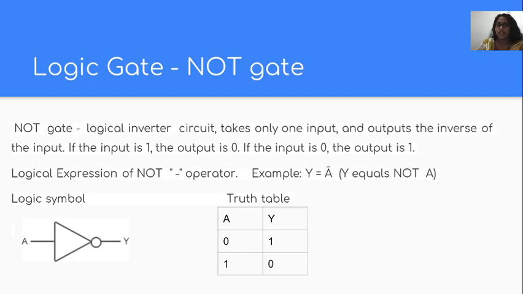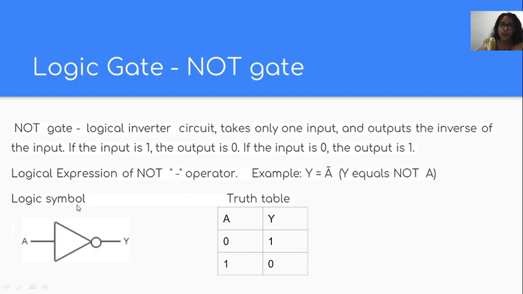Coming to the NOT gate, what is its operation? You all know that the NOT gate is an inverter circuit, where the operation is inverse, taking the inversion of the input. If the input is 1, output is 0. If the input is 0, output is 1, and vice versa. NOT operation can be represented with a bar symbol. You can see here, for example, Y equals A bar. How will we read it? Y equals not A.